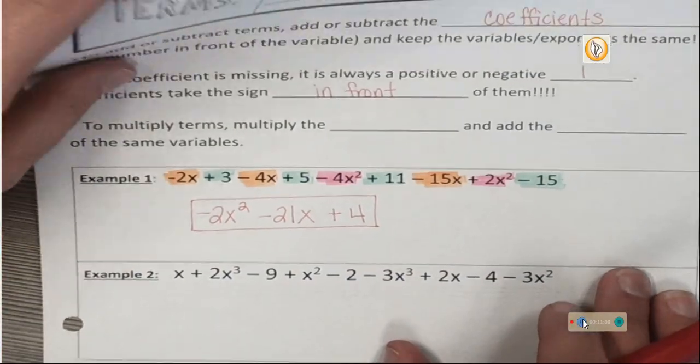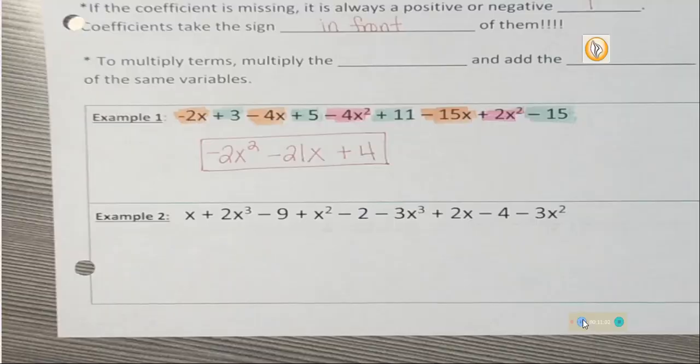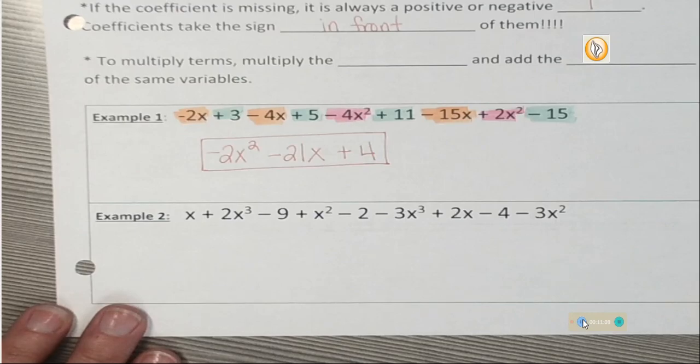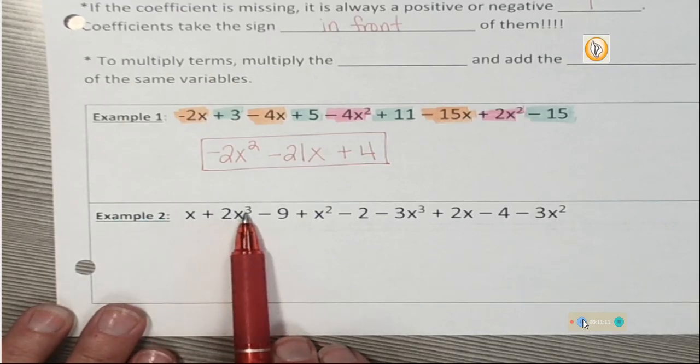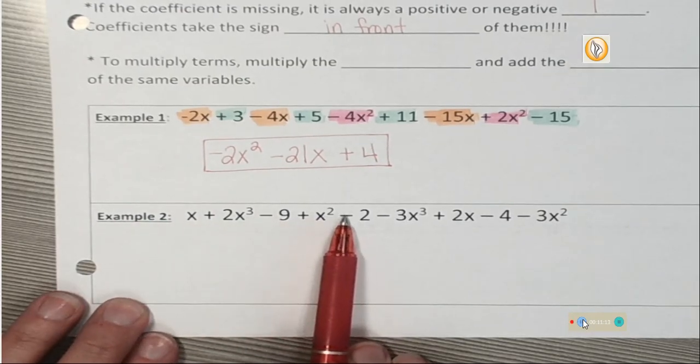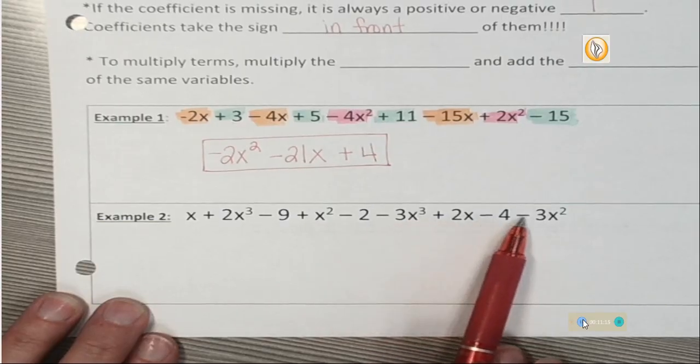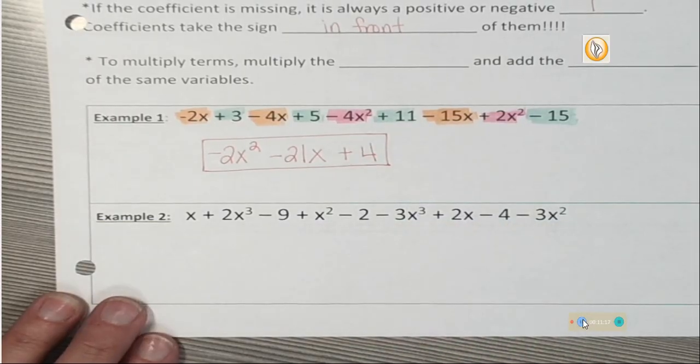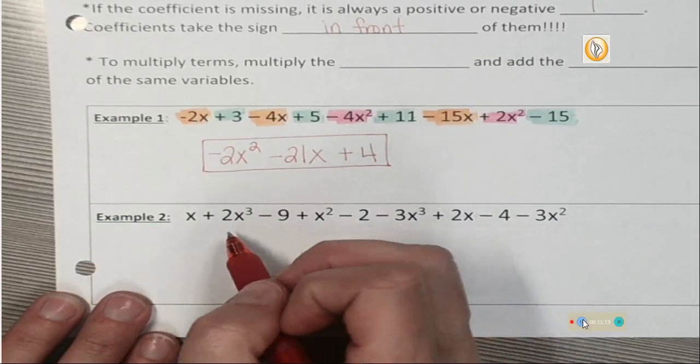All right, so I'm going to show you a way you could do example 2 without highlighters if you don't have all the colors. Another way I do it, I still start out looking for my highest exponent. Look at all my exponents. I see a 3. That's not higher, that's the same. What's the highest exponent I got? 3. All right, so I'm going to start with those.